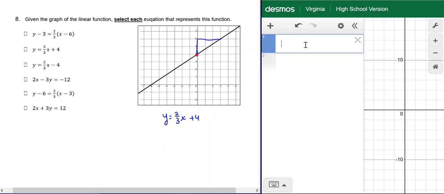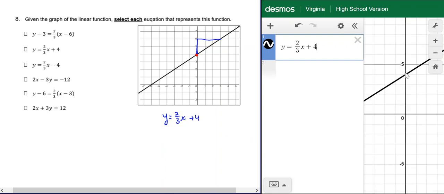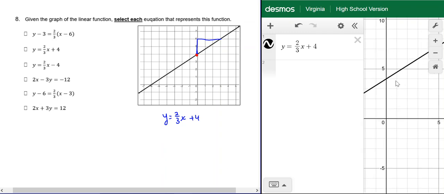Let me graph it for you and show you that I know how to graph the equation of a line in slope-intercept form. That's that. See, it's going through 4 and has a slope of up 2 and over 3, just like this has up 2 and over 3. And so that's my first one.